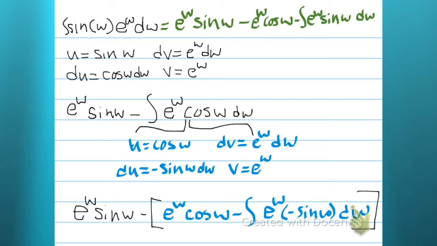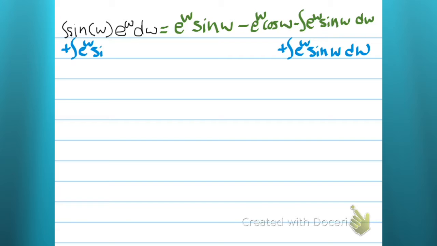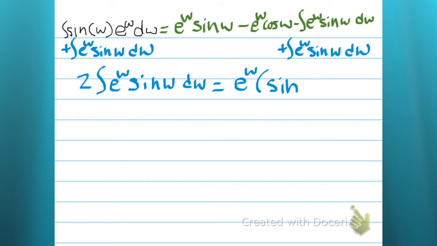Now we see we have the same thing on both sides. So let's take that on over here. I'm just rewriting that to be clear that this is sine dub e to the dub d dub. That's going to be e to the dub sine dub minus e to the dub cos dub minus e to the dub sine dub d dub. I know, this is going to be famous. Finally famous. I'm adding the same thing to both sides, essentially doing nothing except doubling that left-hand side. So that's 2 times the integral of e to the dub sine dub d dub is e to the dub times sine dub minus cos dub.